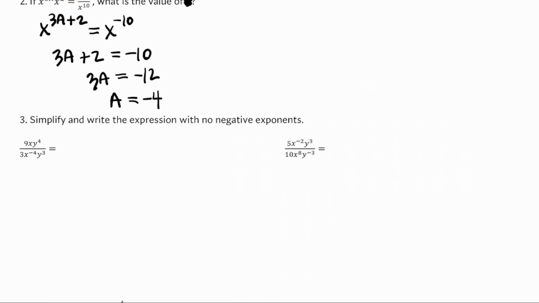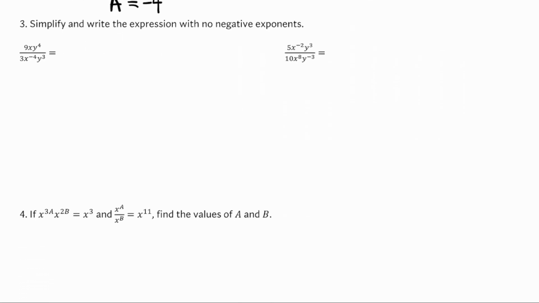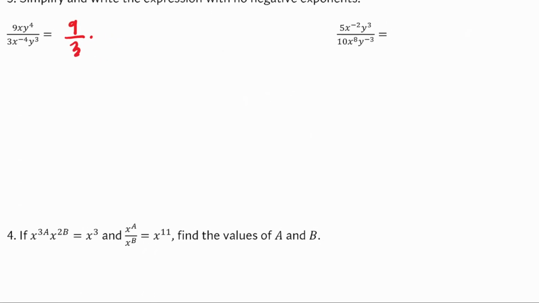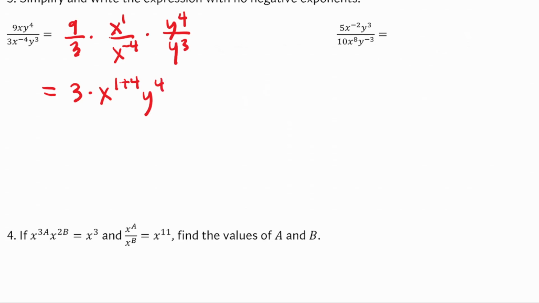Alright. Simplify and write the expression without any negative exponents. Alright, we're going to do this. So we're going to split off the numbers from the x's from the y's. I think it's probably the most fail-safe way to do it. 9/3 times x to the 1 over x to the negative 4 times y to the 4 over y to the 3. Okay, and 9 divided by 3 is 3. X to the 1 minus negative 4, y to the 4 minus 3. That's going to be 3x to the 5, y to the first.